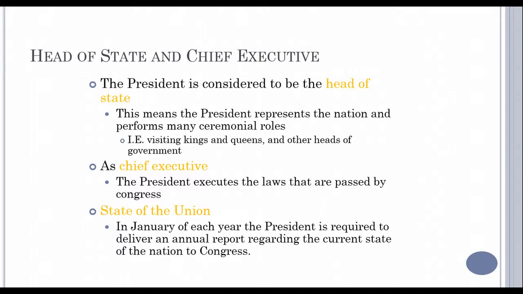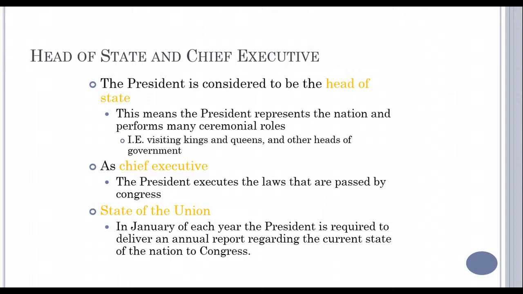Alright, one of the things that the president has to do as the head of state and the head of government is to deliver a State of the Union address. So in January of each year, the president is required to deliver an annual report regarding the current state of the nation to Congress. Now, you are not required to give this as a speech, even though as a modern-day president you would be a fool not to take the media exposure. Thomas Jefferson actually never delivered a State of the Union address orally to Congress. He would write it down and mail it to them.